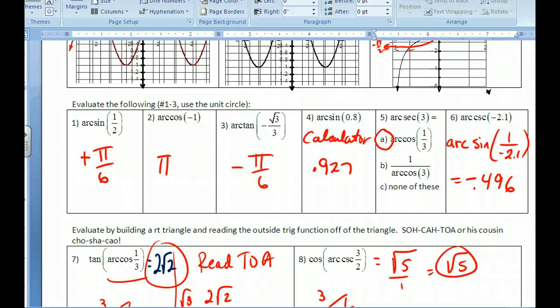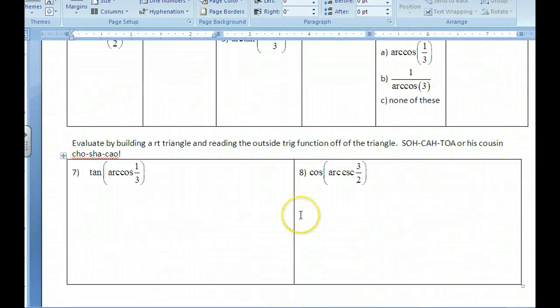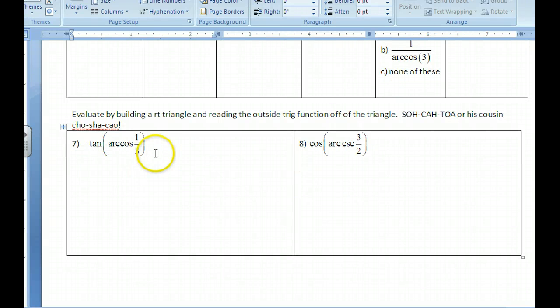Okay, then the bottom ones, we've done this in pre-calc, you're going to build right triangles. So we can evaluate these things by building a right triangle and sorting some of these things out using SOHCAHTOA.